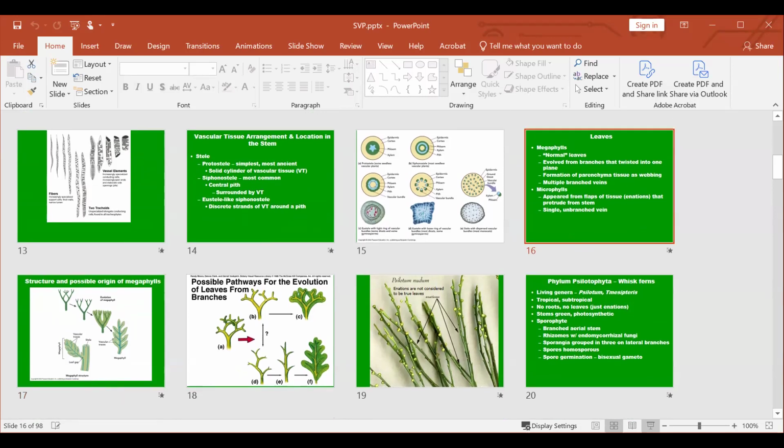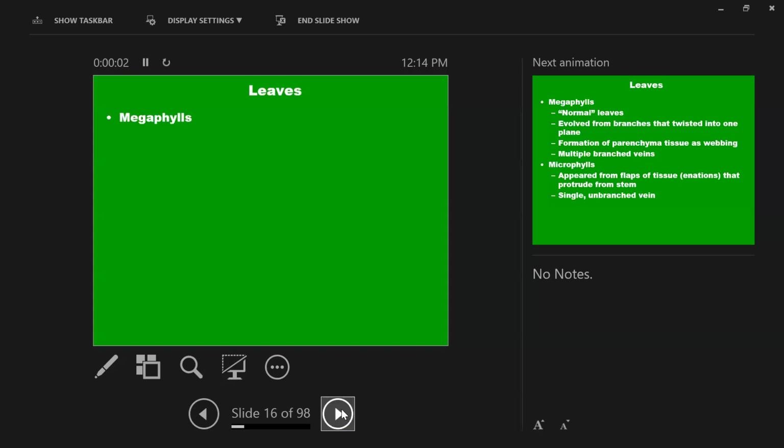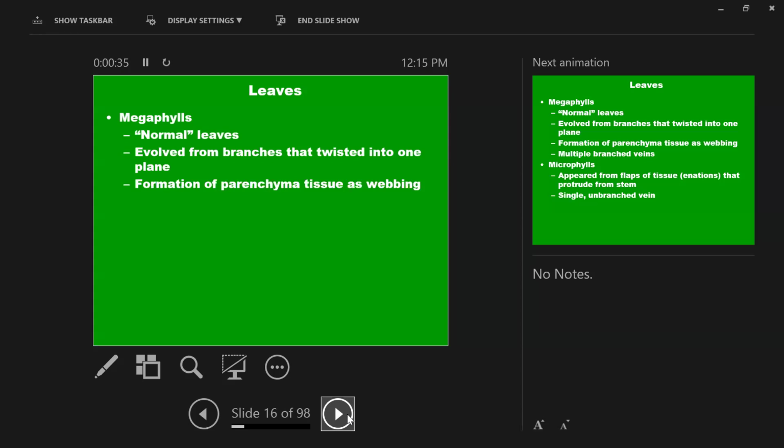Typically when you hear the word leaf, most of us think about maple leaves or oak leaves. So that's a megaphyll. When I say normal, that's what we normally think about, maple leaves or oak leaves. They think the evolution of that occurred through branch tissue: instead of being in different dimensions of space, all the branches ended up in one plane, and then in between the branches it filled in, kind of like duck feet webbing, and became what we call the leaf tissue. So that's the megaphyll.